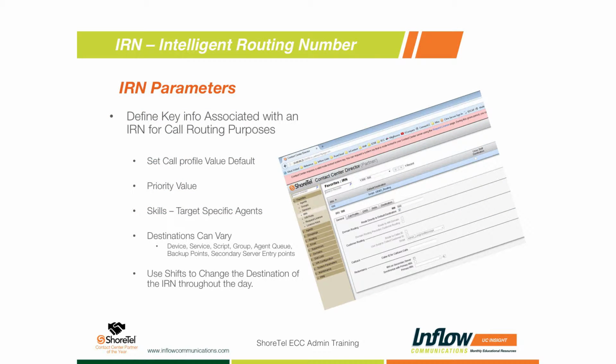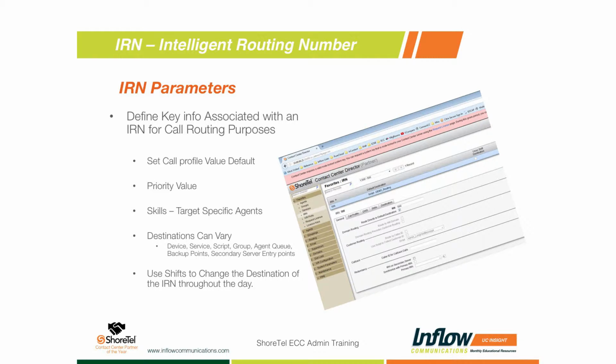IRN parameters. These are parameters that you can set to define information associated with an IRN, and usually this information is used for call routing purposes. Now what I'm going to point out is there are a couple things that aren't listed in a manual anywhere, so I'm going to give you a little bit more information.